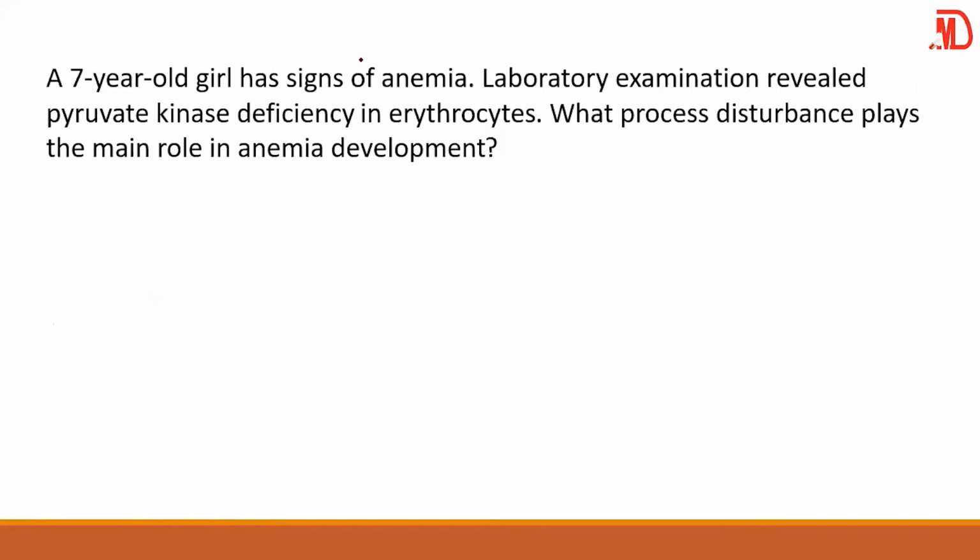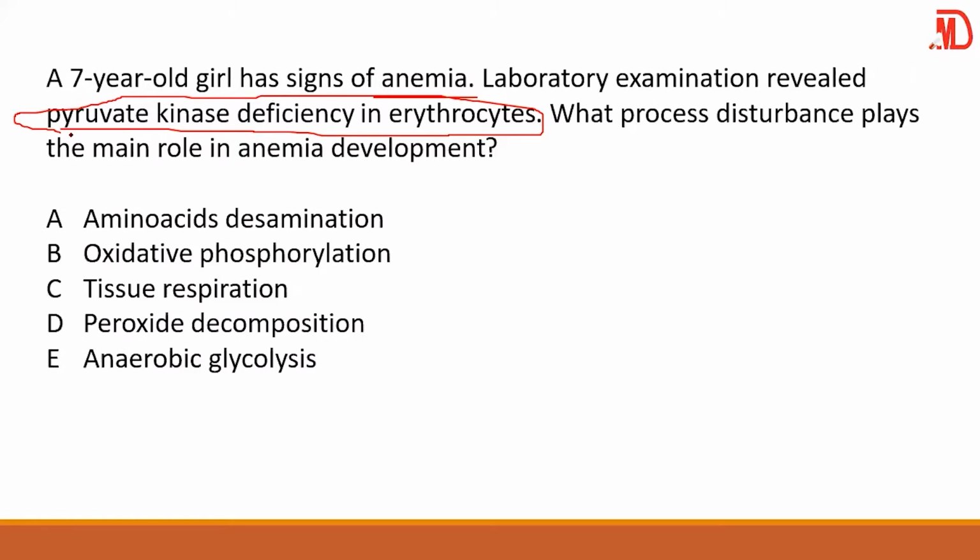A 7-year-old girl has signs of anemia. Lab examination revealed pyruvate kinase deficiency. Guys, we've talked about pyruvate kinase in pharmacology, in physiology, like 10,000 times about this enzyme. Now, what process disturbance plays the main role in anemia development?